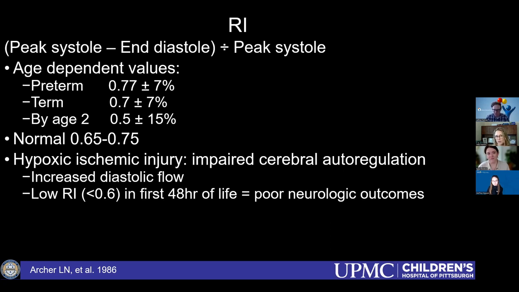The thought with hypoxic ischemic injury is that you have disrupted cerebral autoregulation with supposedly increased diastolic flow, leading to a decreased resistive index, right? So you're dividing by a bigger number. And according to some very old literature, if you have a resistive index lower than 0.6 in the first 48 hours of life, that is associated with poor neurologic outcomes.